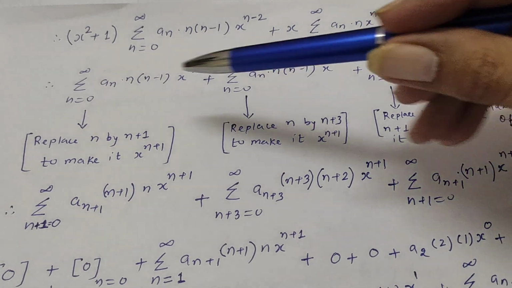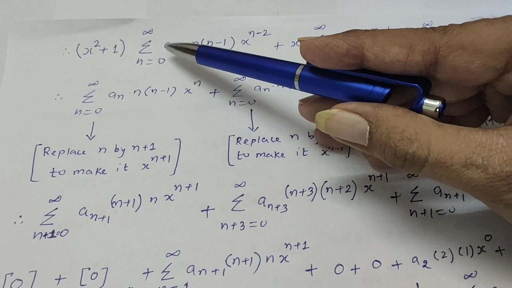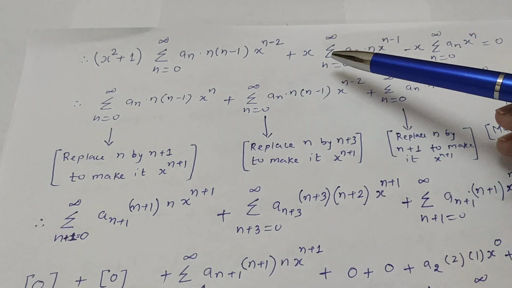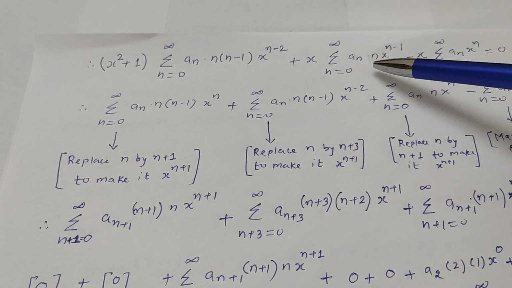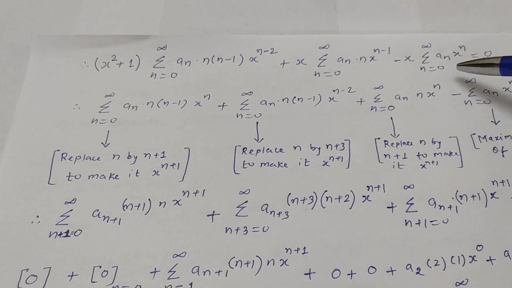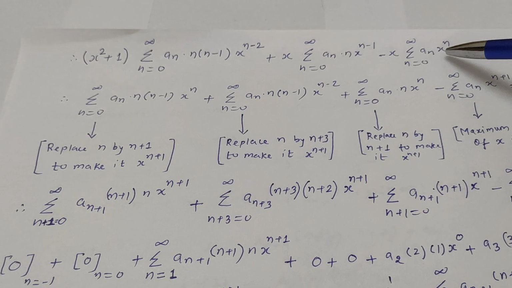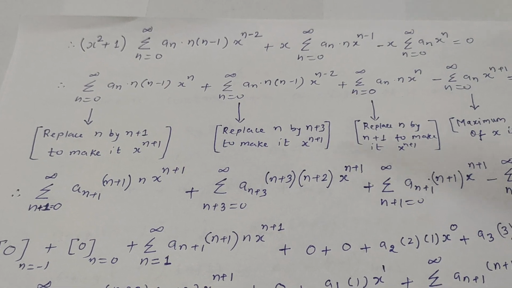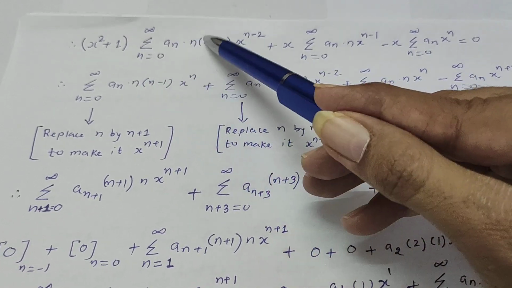Now x² + 1 is as it is. This is y'', that is summation from n equals 0 to infinity of an n(n−1) x^(n−2), plus this x as it is, and this is y', and y' is summation from n equals 0 to infinity of an into n into x^(n−1), minus this x as it is, and this is y, that is summation from n equals 0 to infinity of an x^n. Now we have to simplify this equation. For that purpose, we have to multiply this whole term by x², and then after this whole term by 1.